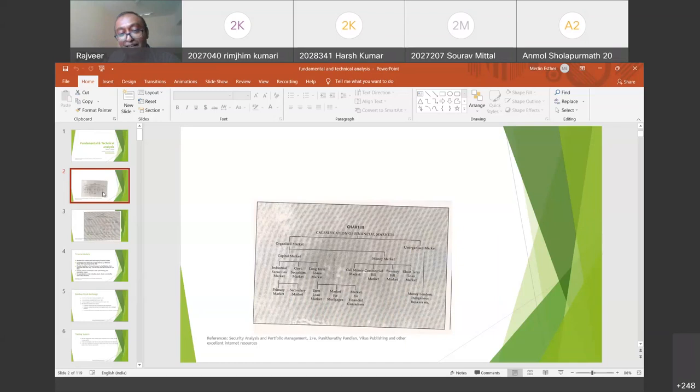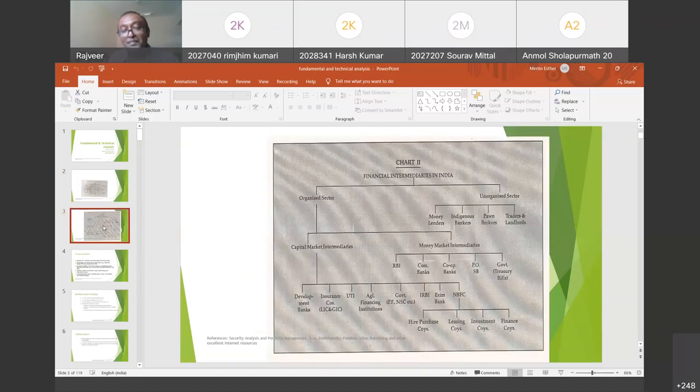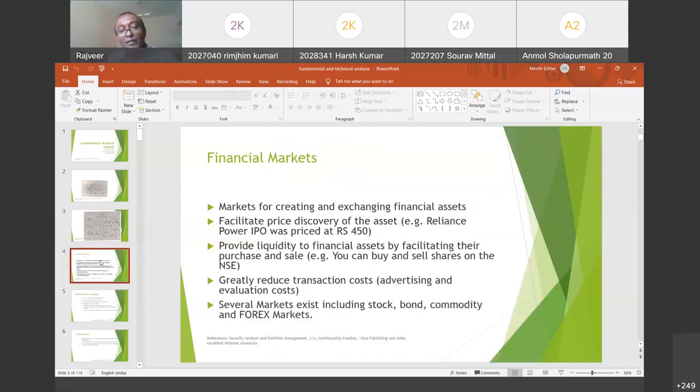Our focus is going to be in the secondary market. Yes, because we are looking at the stock market, but you can have short-term investments, money market, stock market, and you can even have these chit funds in the unorganized segment. And you can have all the participants who are there. Okay. Now, what is the advantage you guys think of having a financial market?